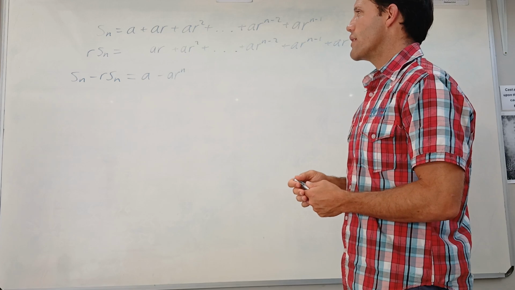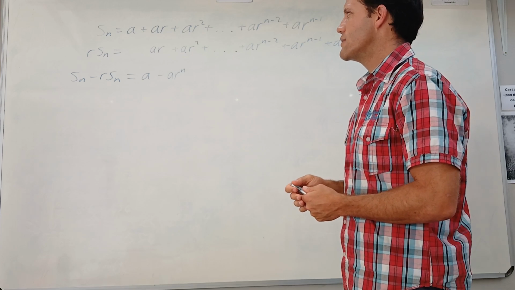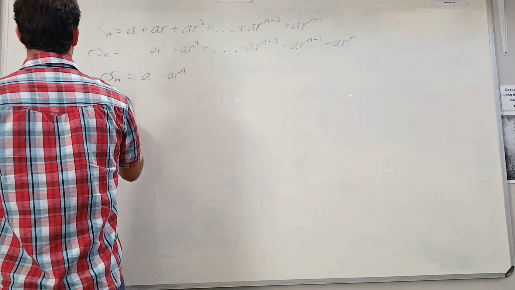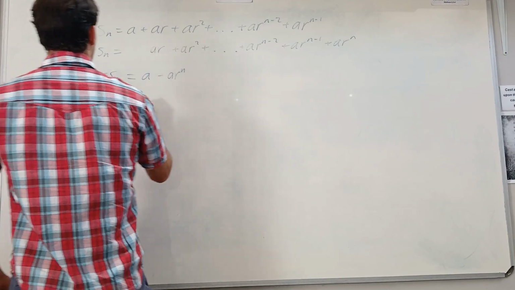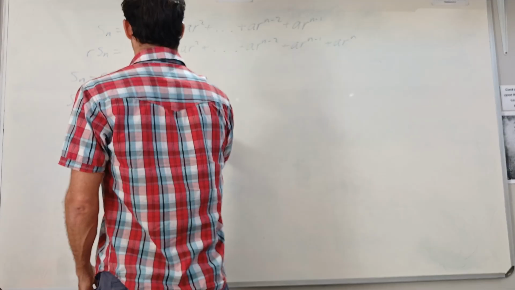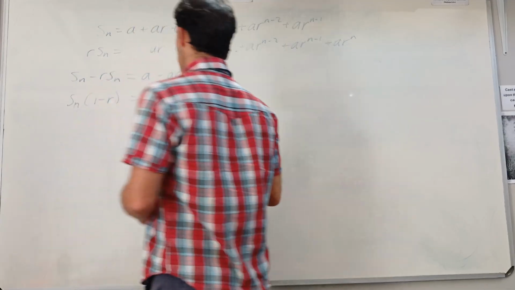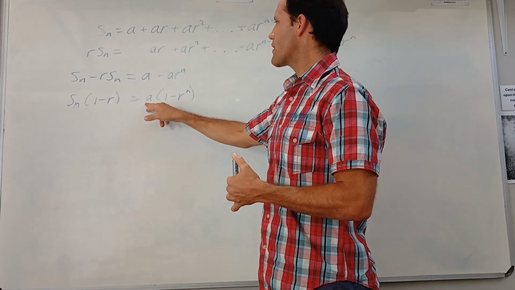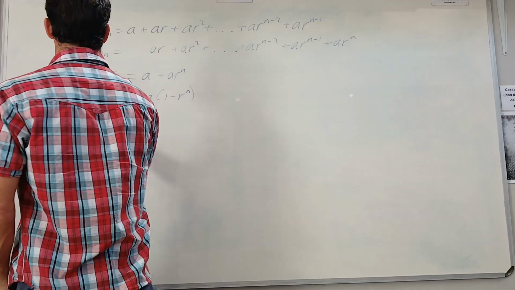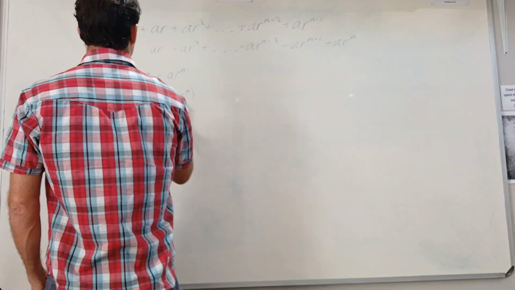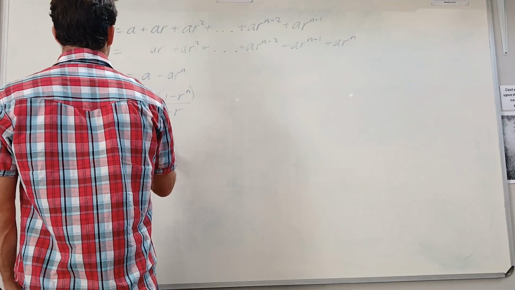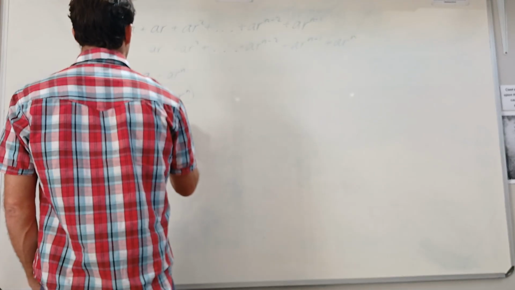So that's the important thing to understand. And then you can say, let's factorize now. Let's take out Sn, and I've got 1 minus r. And then here I can take out the a, and then I've got 1 minus r to the power n. So on both sides, I just took out the common factor, and now I can divide by 1 minus r. So Sn is a, 1 minus r to the power n, over 1 minus r.